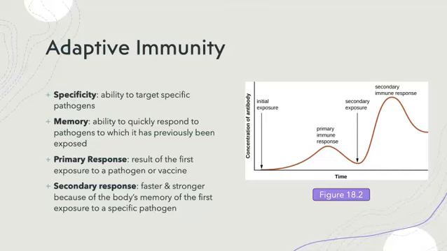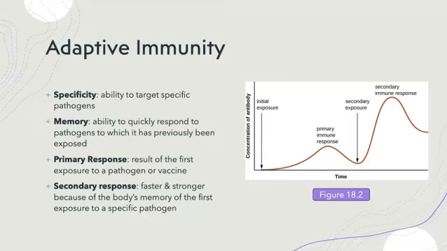So we say the adaptive immune system is specific, and that means that we're able to target a specific pathogen, whether it's a specific influenza virus or a specific bacterial cell. And we can develop an immunological memory as we attack this pathogen, meaning that we're able to quickly respond to pathogens that we were previously exposed to.